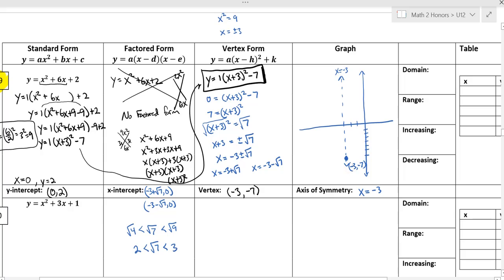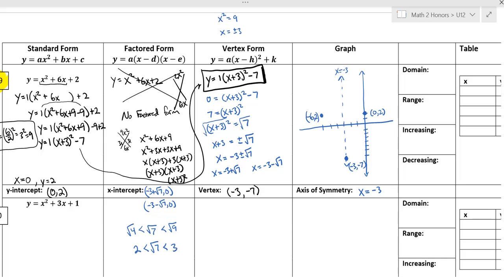We have a y-intercept at 0, 2. And that's 3 to the right of the middle, so I'm going to go 3 to the left of the middle, and it's going to be the same height because we have symmetry. So we have a 0, 2 here, and we have a -6, 2. And then we have our x-intercepts.